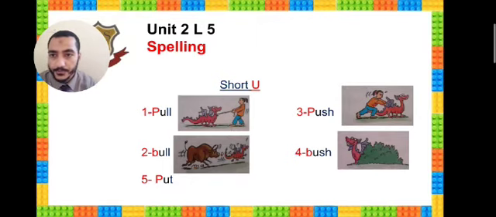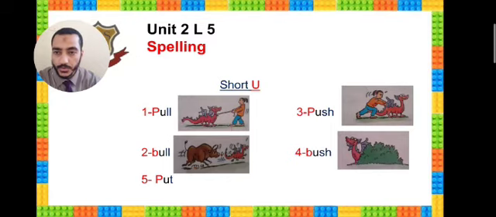Number 2, bull. You see in the picture number 2 an animal which we studied before, whose name is bull. It's running after a dragon. Okay, so number 2, bull.